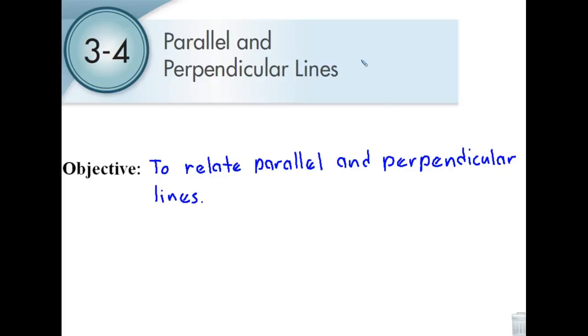In section 3-4, we're talking about parallel and perpendicular lines. Specifically, the objective is going to be to relate parallel and perpendicular lines. So look at relationships between the two of them. Okay, here we go.